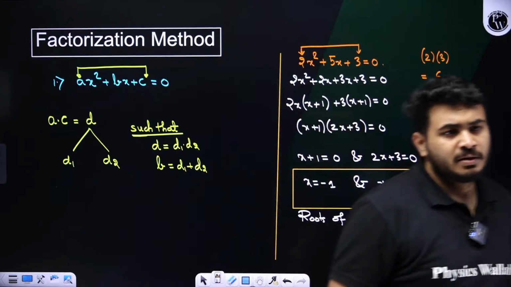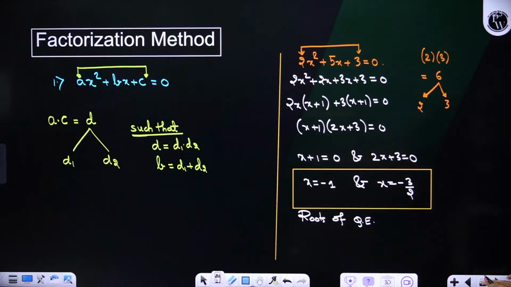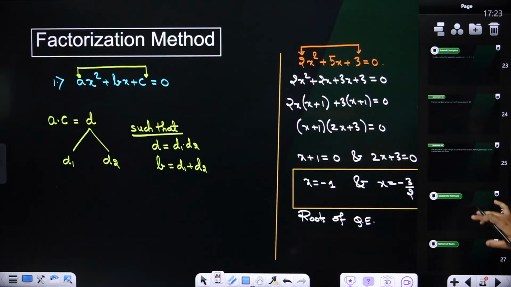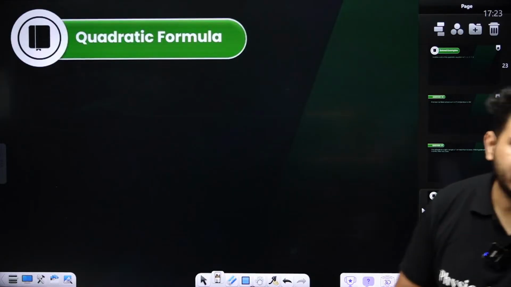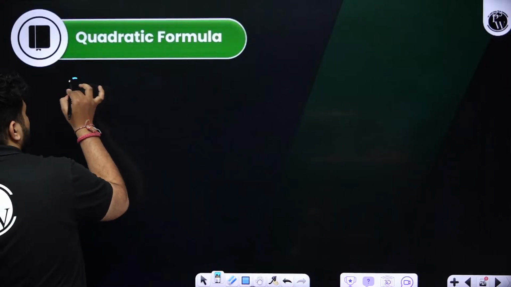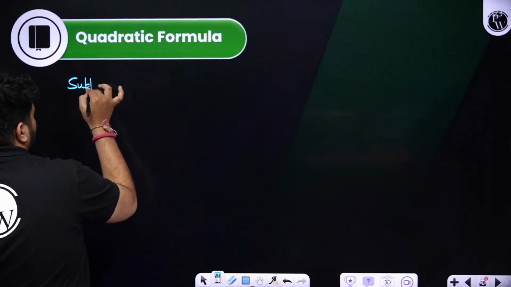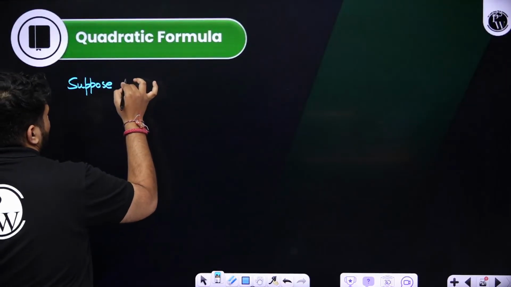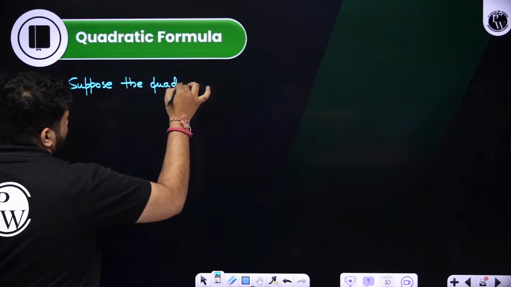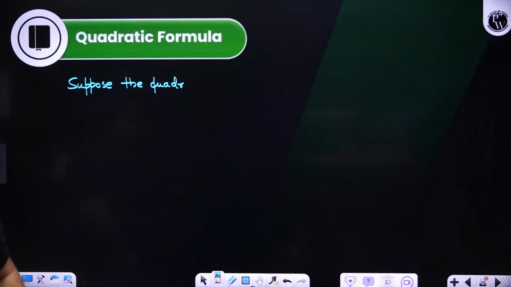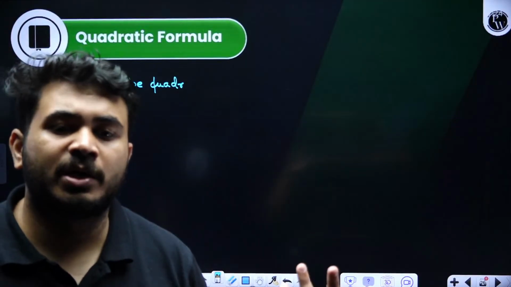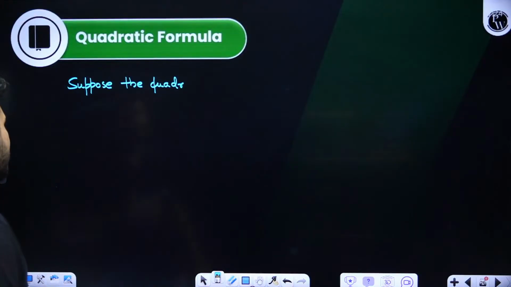Clear? Fine. So from roots of the quadratic equation we have a formula now, the quadratic formula. What does it say, students? Every time it is not possible to factorize the quadratic equation. There are some problems where we will not be able to factorize. Then what do we do? We use this quadratic formula.